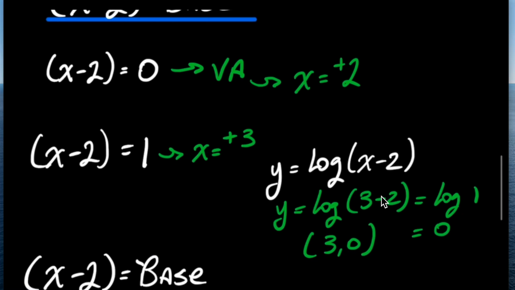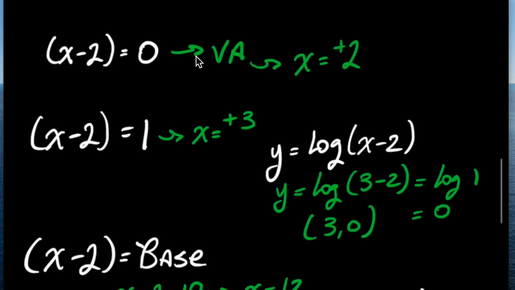So here we go. We first set the argument equal to 0, 1, and the base, and then we solve for x. When we set it to 0 and we solve for x, we get x equals positive 2. That's going to be our vertical asymptote. Here, we set it to 1. We solve for x. We get x equals 3. We then take x equals 3 and plug it into the original equation and solve for y, and we end up with the log of 1, which is 0. So our y value is 0, and our x value is 3. And that's going to be our first point right here.